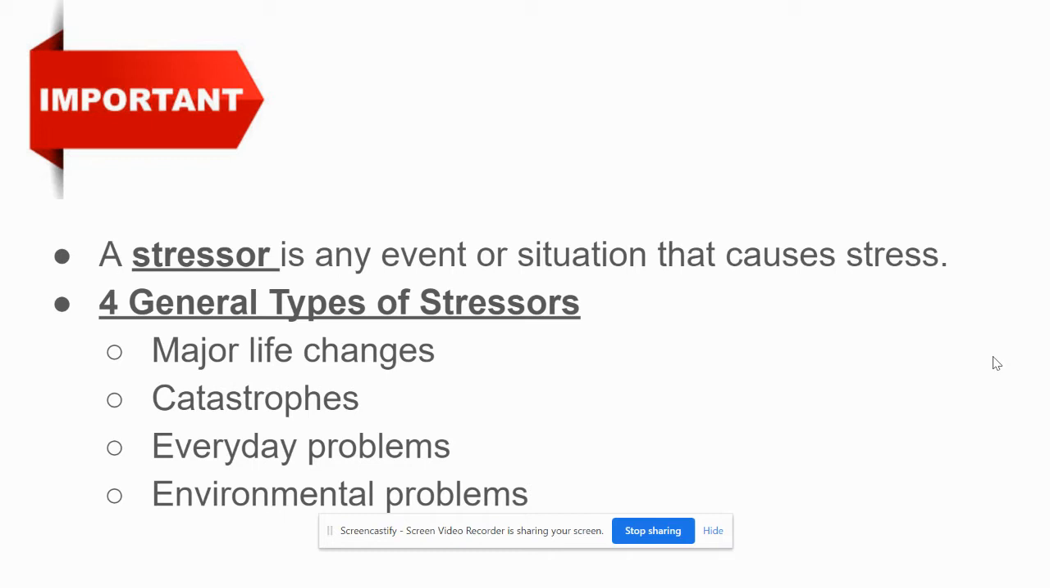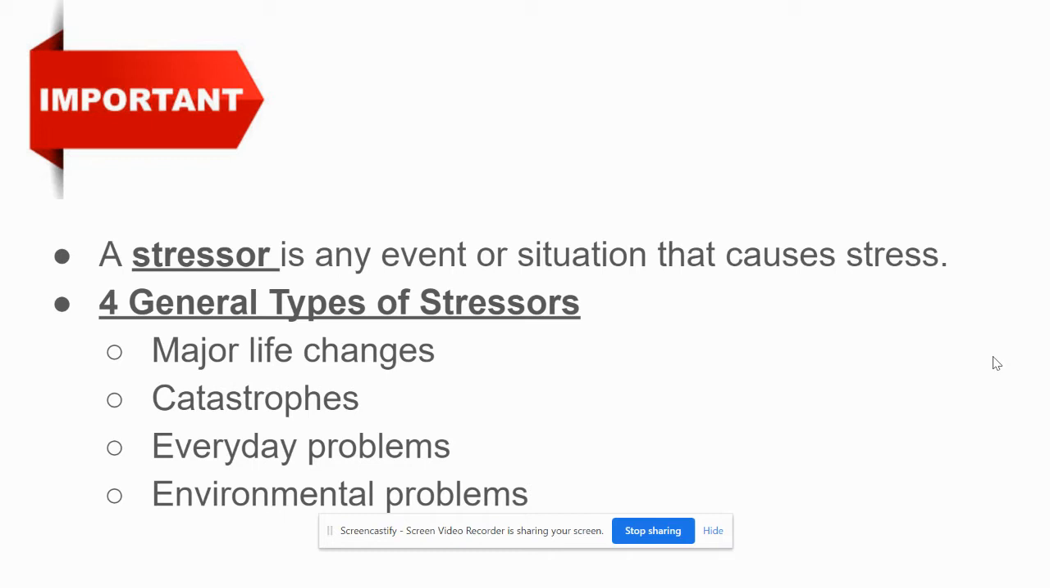Catastrophes would be things like a pandemic, a wildfire, a car crash. So usually this involves injury and threats to people's lives. And then everyday problems like schoolwork, traffic, minor problems with the weather, time management.